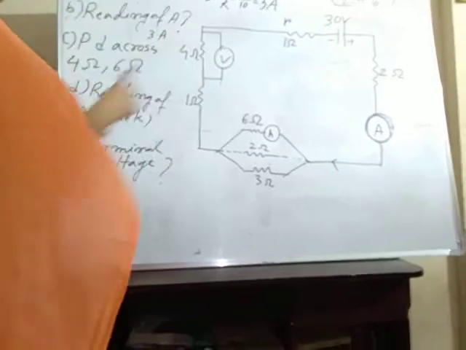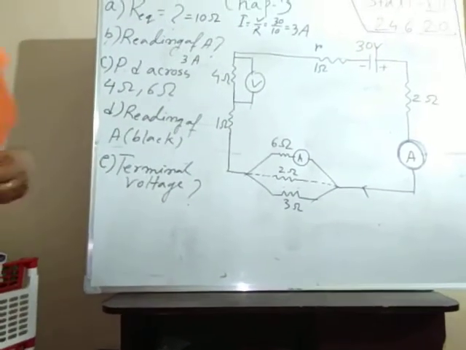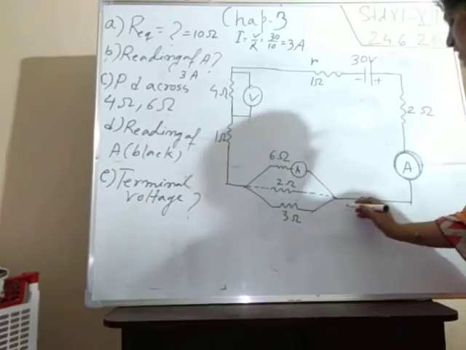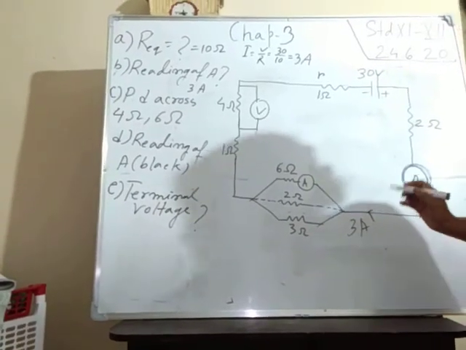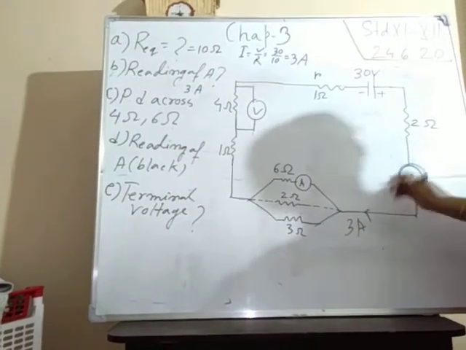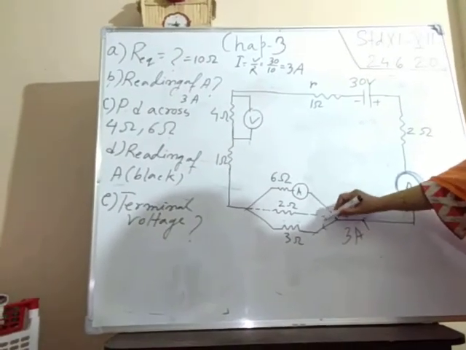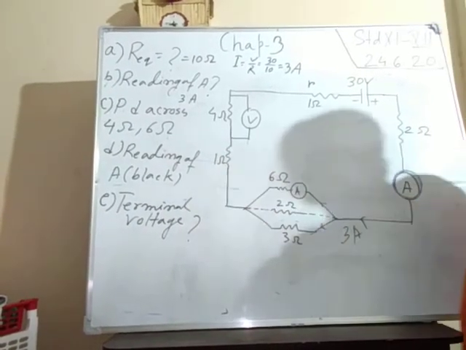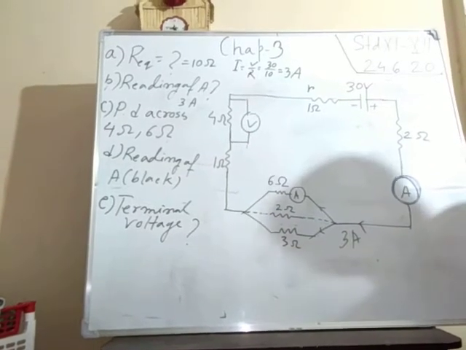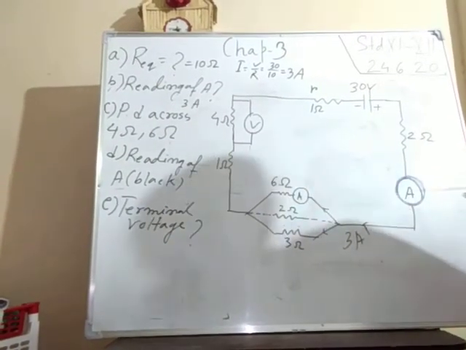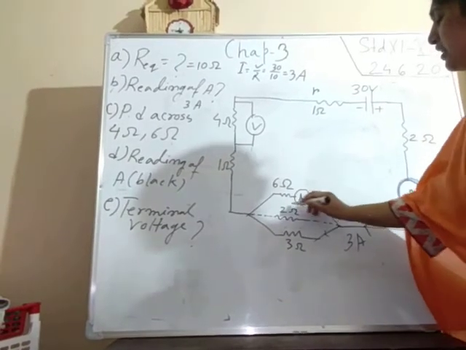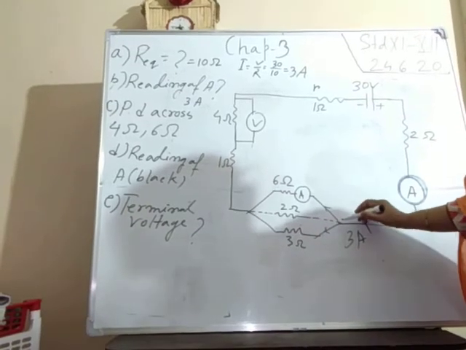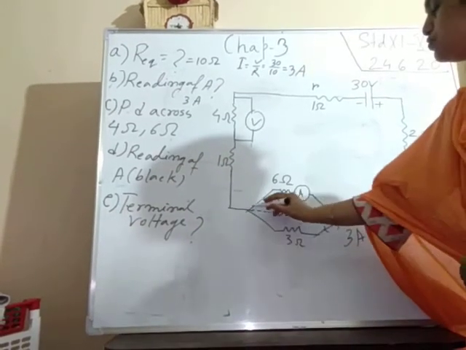So this 3 ampere current here will be divided into 2 parts. One will go through 6 ohm and another one will go through 3 ohm. So look, here the equivalent resistance of the 6 ohm and 3 ohm is what? 2 ohm. That means the potential difference at the two end of 2 ohm will be what?